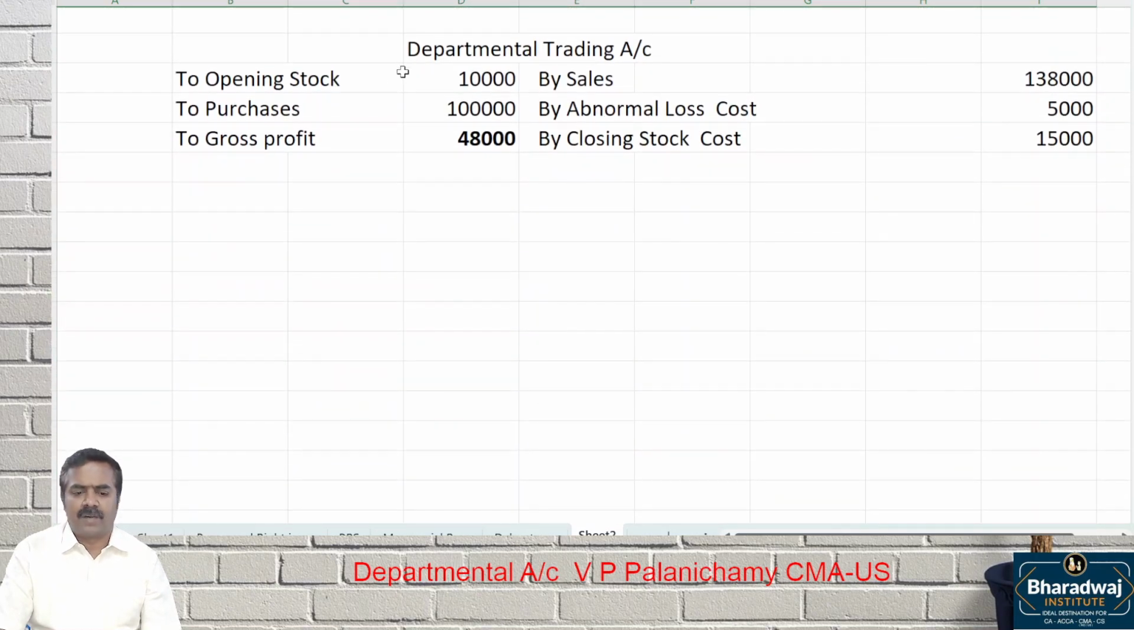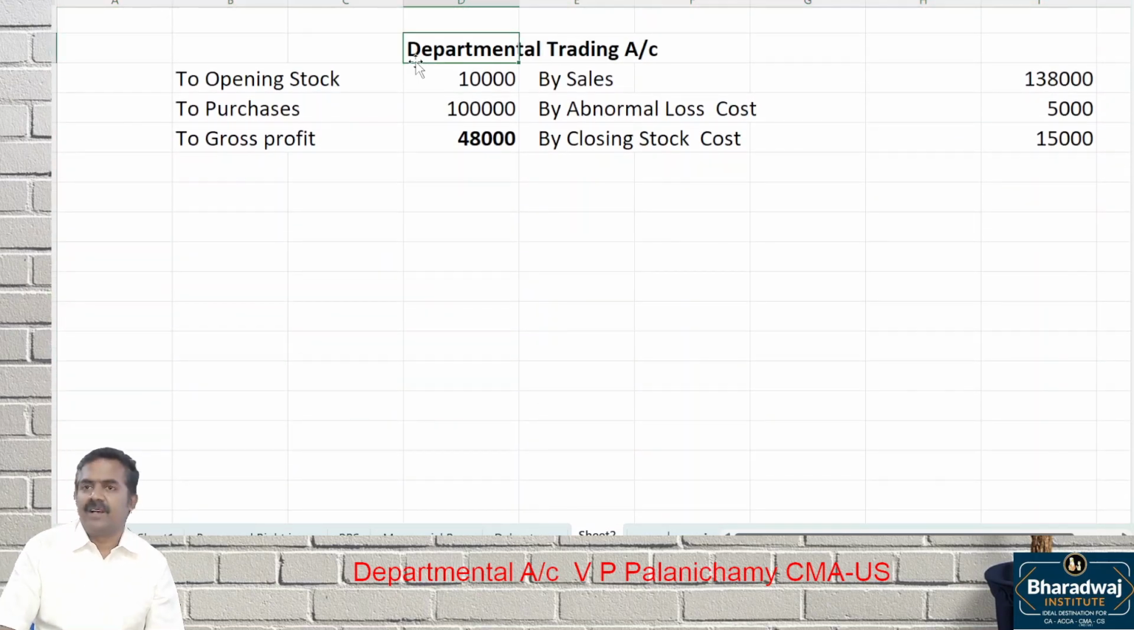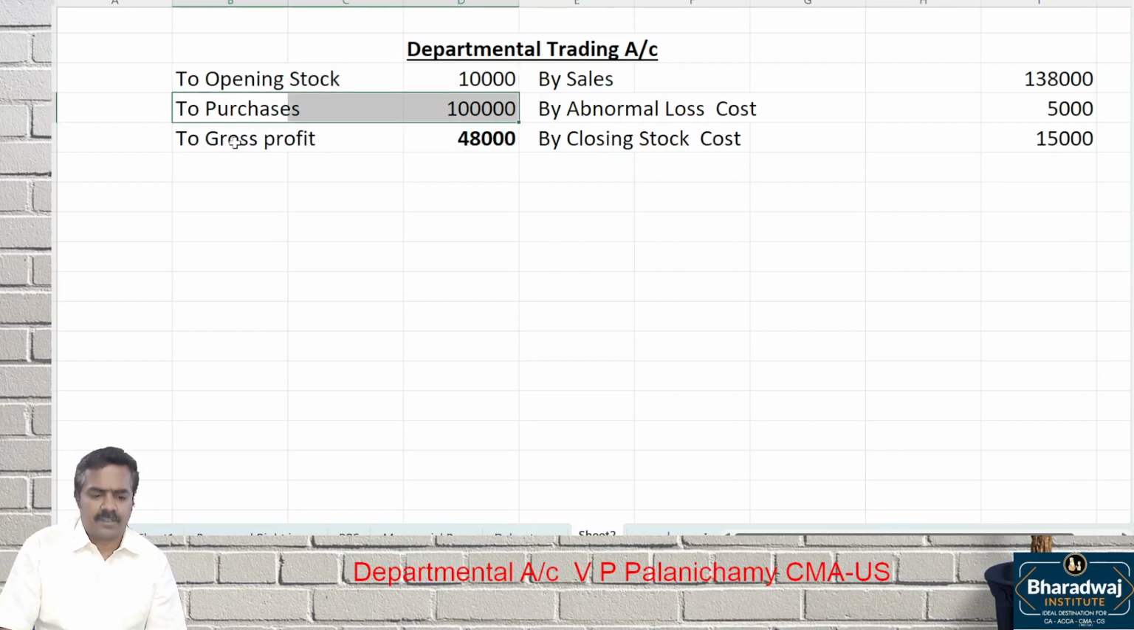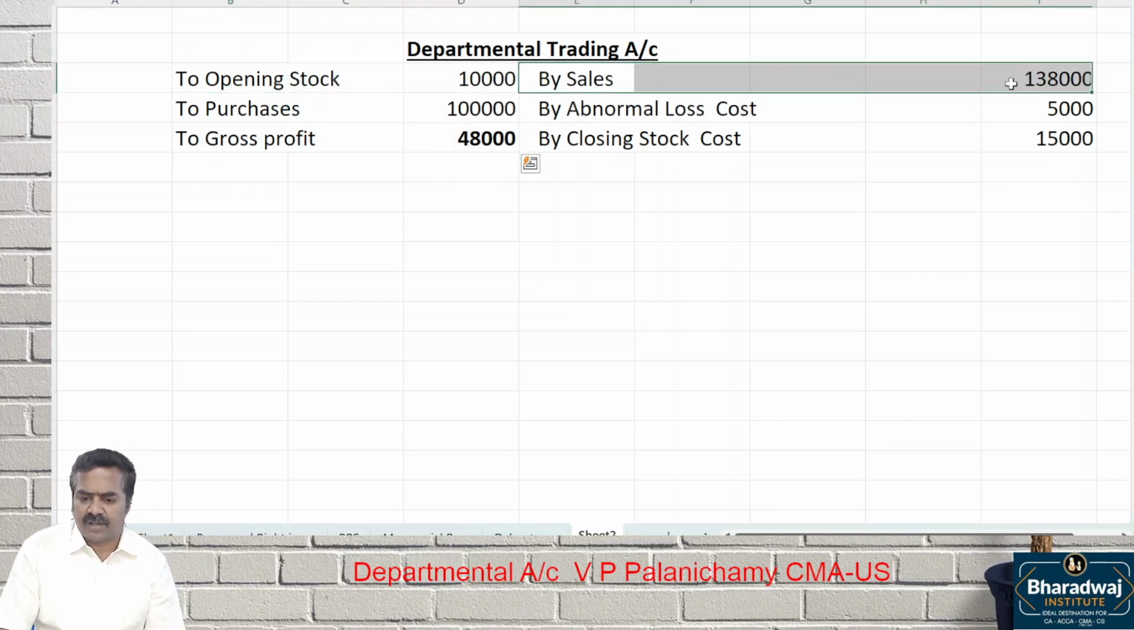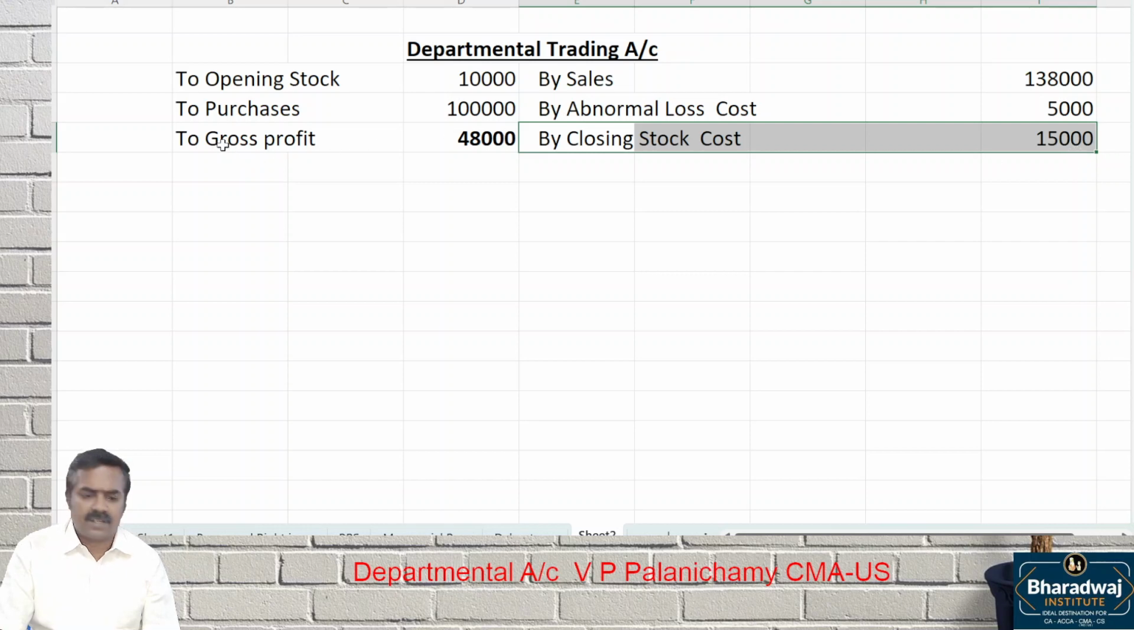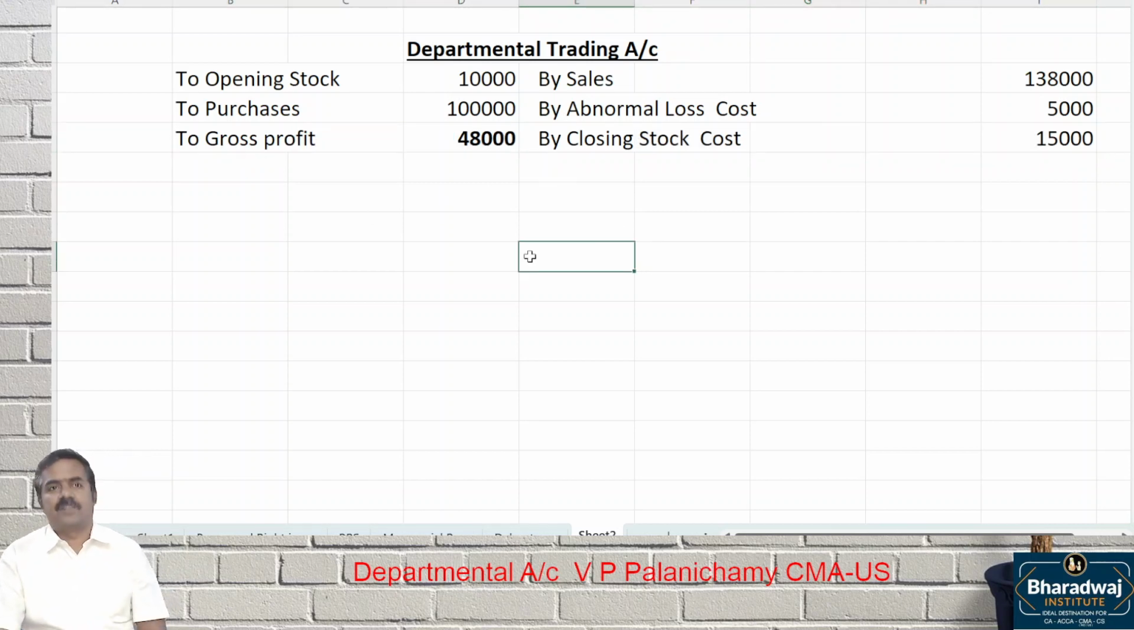Ignoring the markup and markdown, when you prepare the departmental trading account, opening stock in normal books of accounts is recorded at what price? Cost price. Purchase is recorded at cost price. Gross profit, of course, is the balancing figure. Sales, abnormal loss, journal entries, abnormal loss account to trading account. Closing stock is recorded at what price? Cost price. This gross profit is the realized profit.